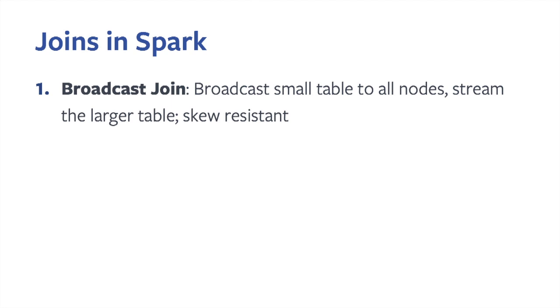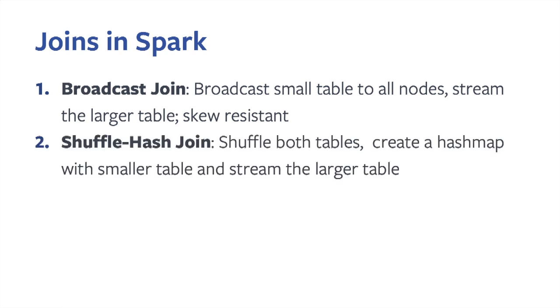We have the broadcast join. The way broadcast join works is that you broadcast the small table to all the nodes, and then you stream the larger table. The advantage of broadcast joins is that it's skew resistant, but the disadvantage obviously is that the table you need to broadcast needs to be small enough to fit in memory.